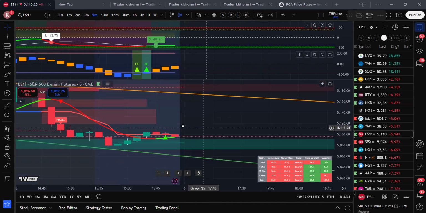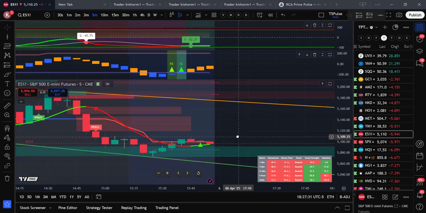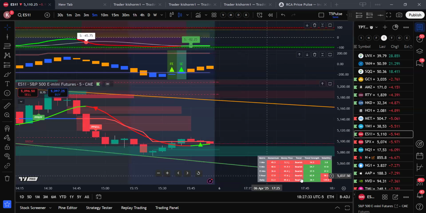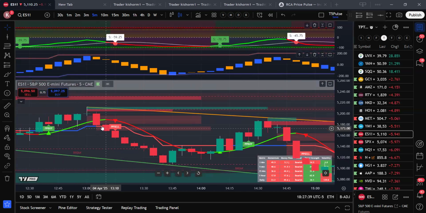But until that time, step one, look at the table, understand what the trend is. Step number two, you don't take the long trades. If the trend is bearish, only look for the sell signals. That too, the sell signals should be close to this trend line resistance or close to your price pulse red line.